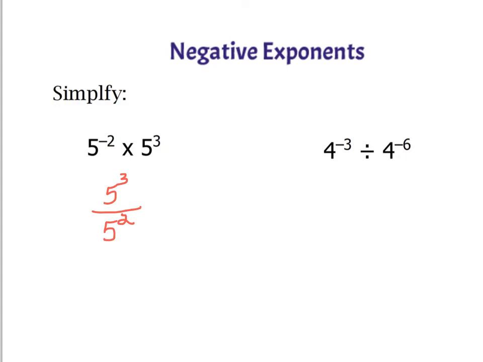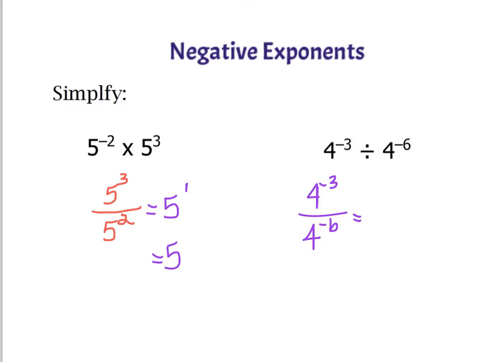We'll go back to last week, our rules with dividing with like bases. I keep my base, 5 to the third divided by 5 to the second, subtract my exponents because I'm dividing, and I get 5 to the first power, which we just write as 5 because that has an invisible exponent of 1. Okay, for the second one, first thing I'm going to do if I ever see division horizontally, I'm going to rewrite it vertically. So 4 to the negative third power over 4 to the negative 6.